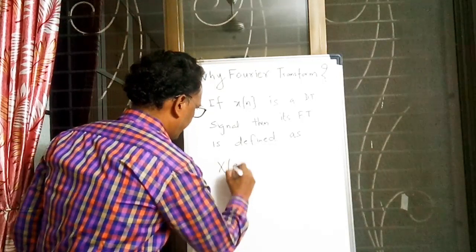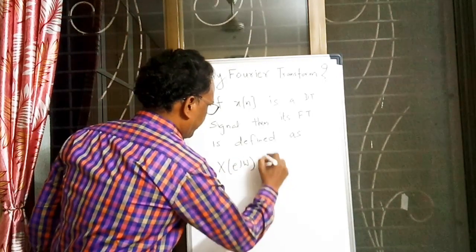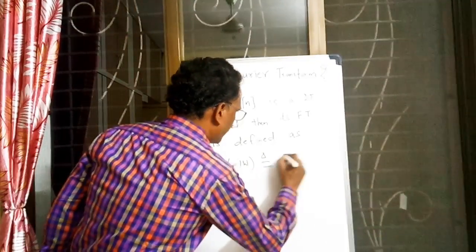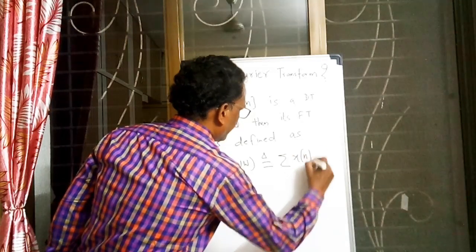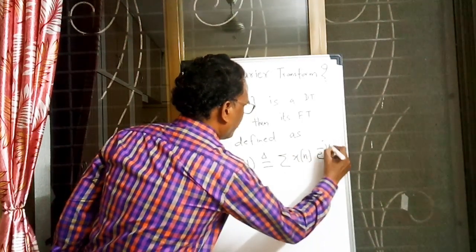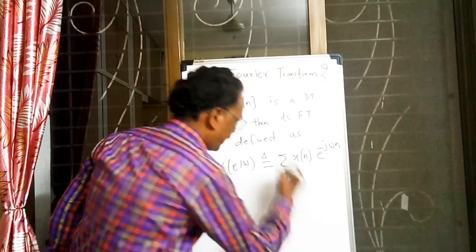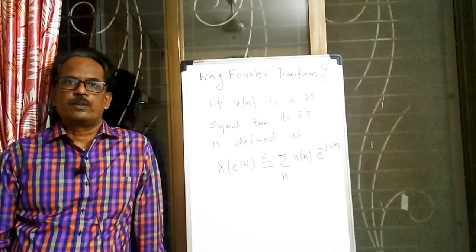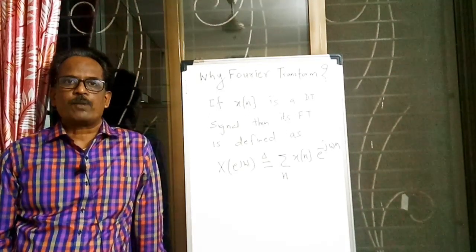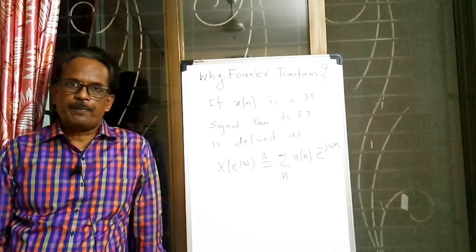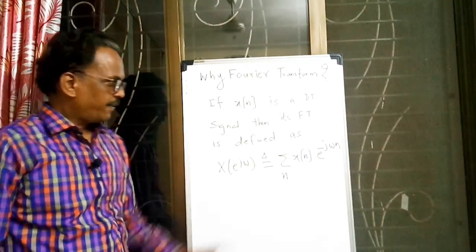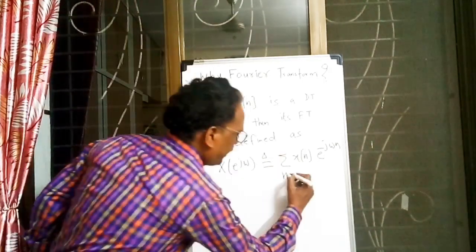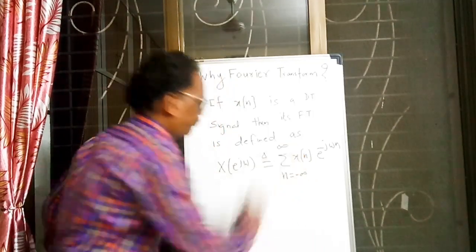x of omega. This is the symbol for defined as: x of omega equal to summation x of n e to the power minus j omega n for all n. So this is the definition of Fourier transform. Fourier transform can be obtained from the discrete time signal x of n by using this relation. Here, all n means precisely minus infinity to plus infinity.